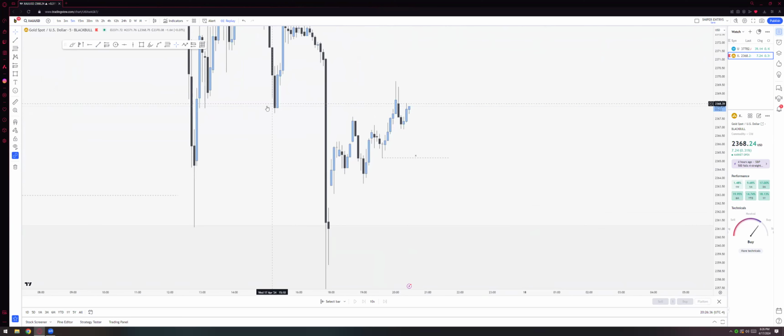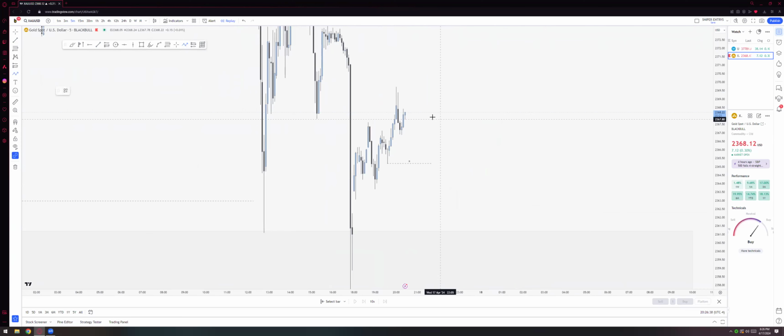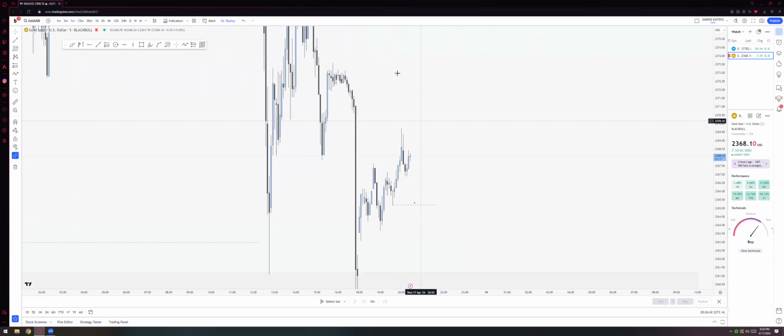So after 9, I want to see something like that. I want to see the market actually grabbing that liquidity here, or even going down here, or of course giving us another high, and then liquidity, and then something like this. That's what I'm expecting for gold right now.